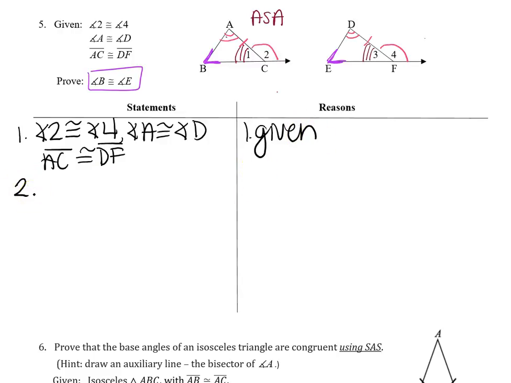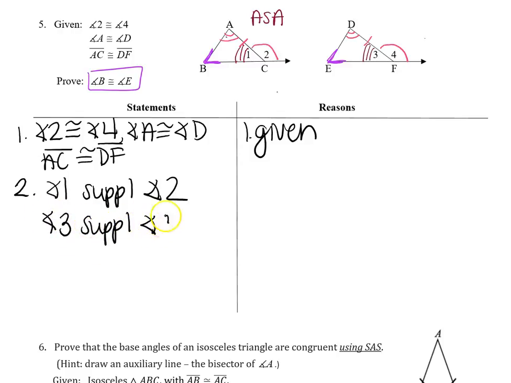Okay, let's talk about that right off the bat. The first way we're going to prove that 1 is congruent to 3 is we first have to talk about 1 and 2 and 3 and 4 being supplementary. So I'm going to say angle 1 is supplementary to angle 2, and angle 3 is supplementary with angle 4. And we know that because these are what we call linear pairs.